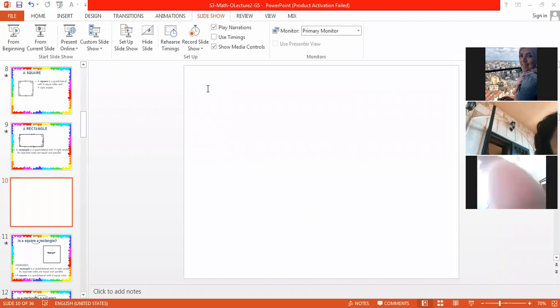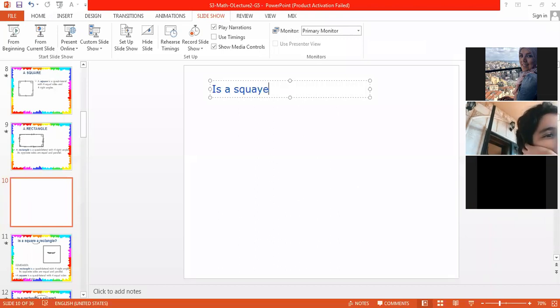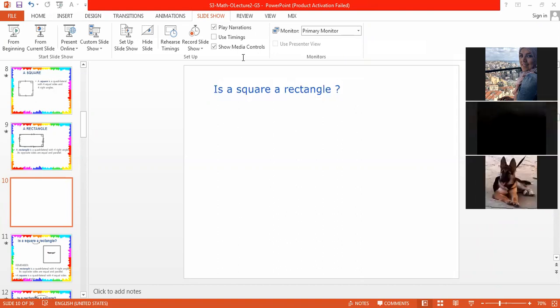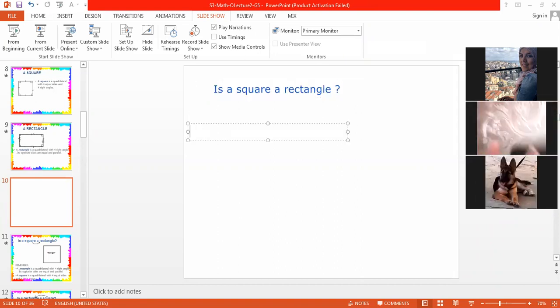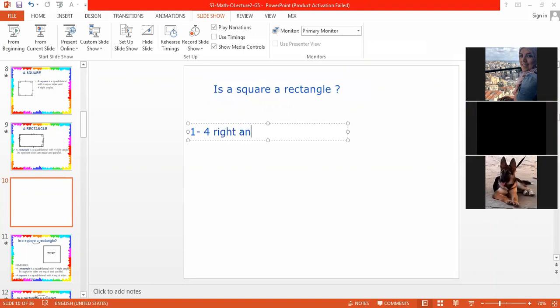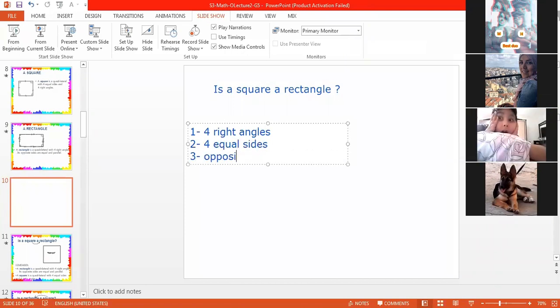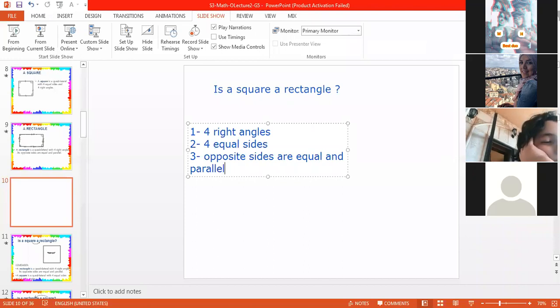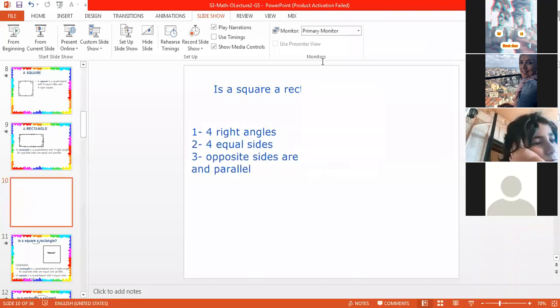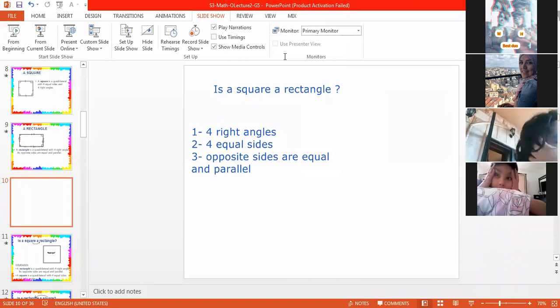So the question is, is a square a rectangle? That's the question, right? Let us first list the properties of a square. 4 right angles. Four equal sides. Opposite sides are equal and parallel. Let us now list the properties of the rectangle.